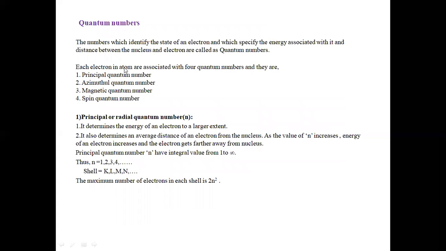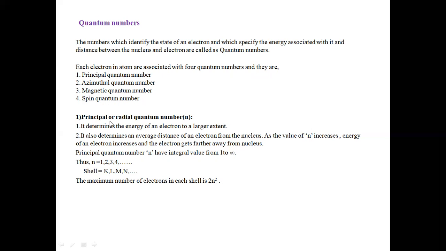And each electron in an atom is associated with 4 quantum numbers, and those 4 quantum numbers are the principal quantum number, azimuthal quantum number, magnetic quantum number, and the last one is the spin quantum number. These are the 4 quantum numbers which we have to study.